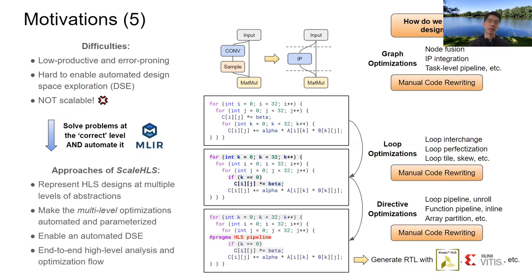So the approach of ScaleHLS is, as a first step, we need to represent the high-level design at multiple levels of abstraction. And then we need to make all of these optimizations shown here automated and parameterized. And on top of the multi-level optimization interface, we can enable an automated design space exploration. And finally, we hope to have an end-to-end high-level synthesis and optimization flow.